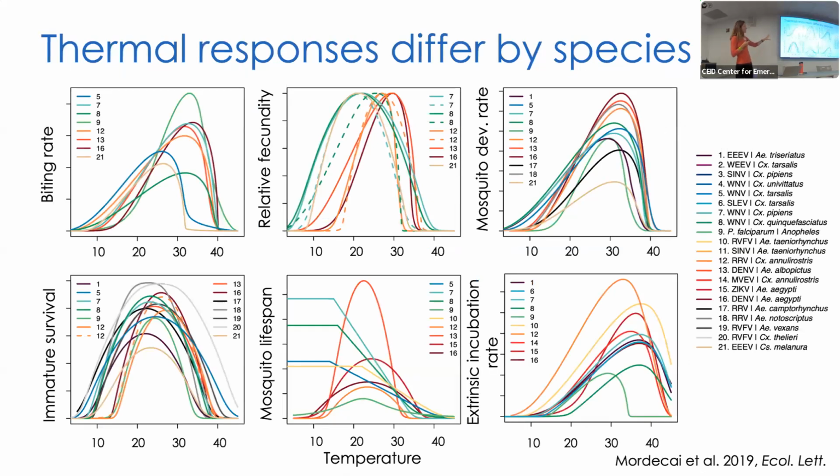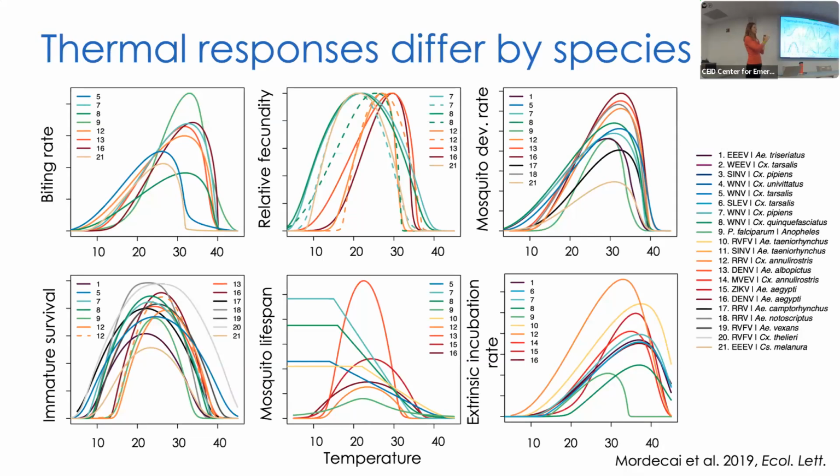What you see if you look at these curves is that consistently they have hump-shaped responses to temperature, as we would predict from ectotherm theory. But what we also see is that there's variation among different species and among different traits, suggesting that it's important to actually measure it for a given species and a given trait because there are differences.